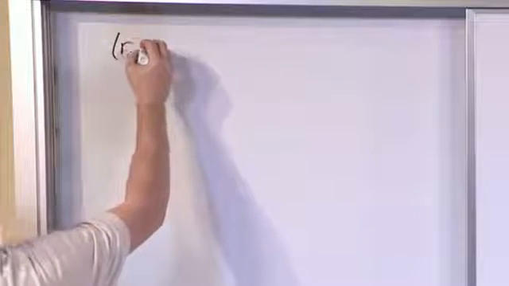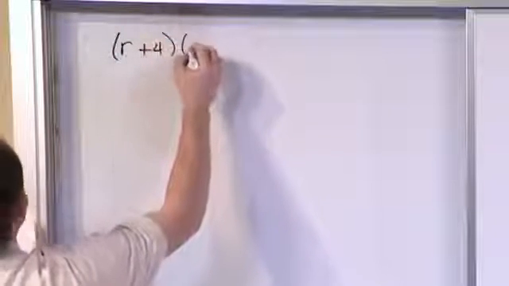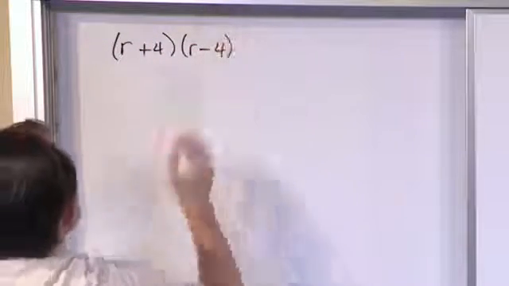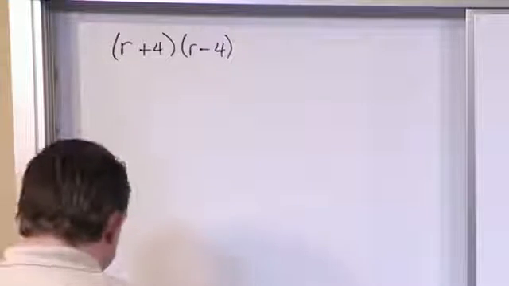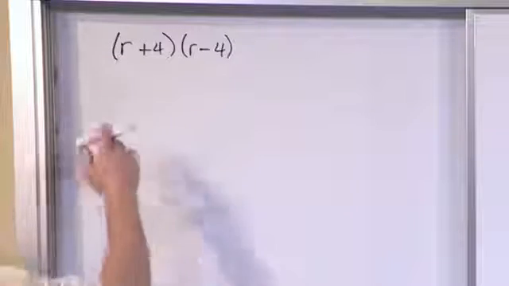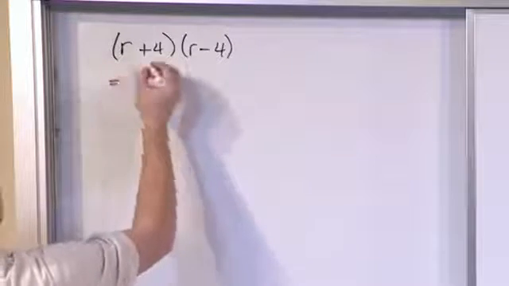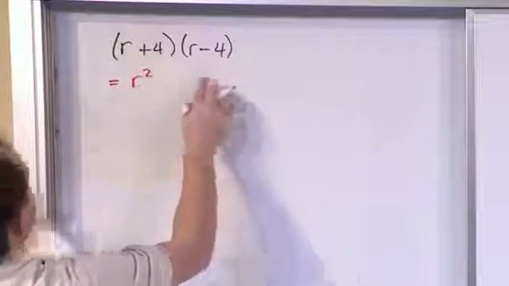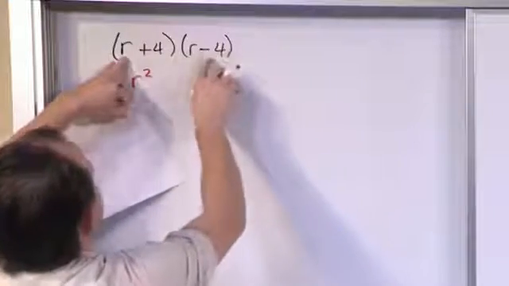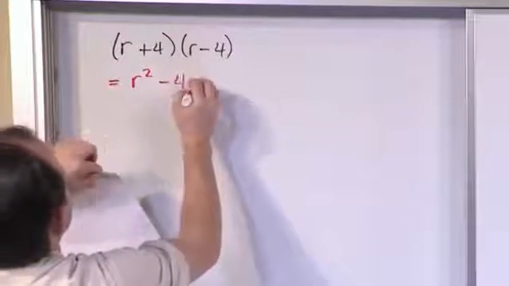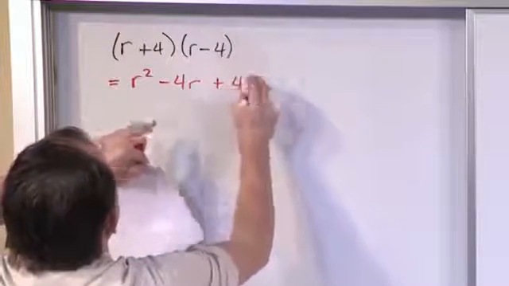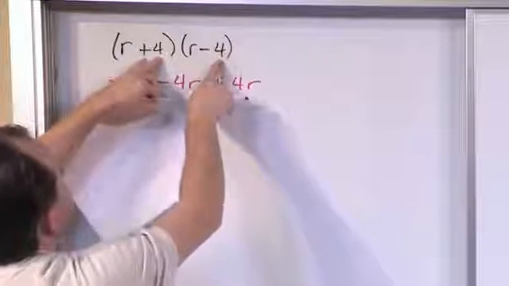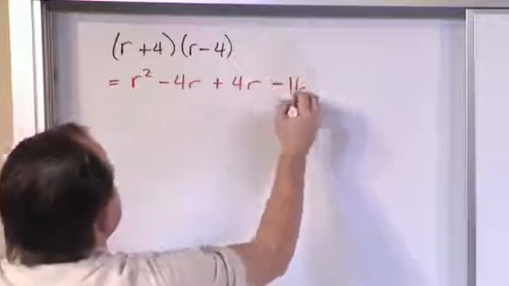All right, here I have r plus 4 times r minus 4. Not too bad, but I want to make sure and do this one for you to make sure that you understand and kind of see something here. First terms are going to be r times r is going to give me r squared. Outside terms, r times negative 4 is negative 4r. Inside terms, 4 times r is 4r. And the last terms, 4 times negative 4 is negative 16.